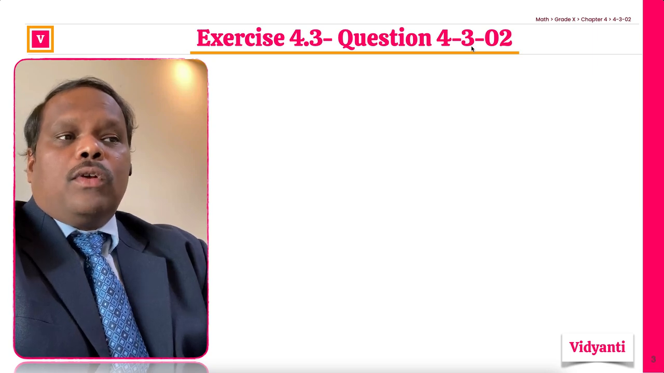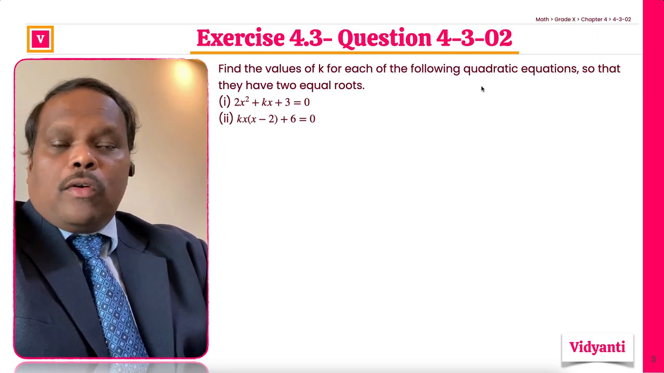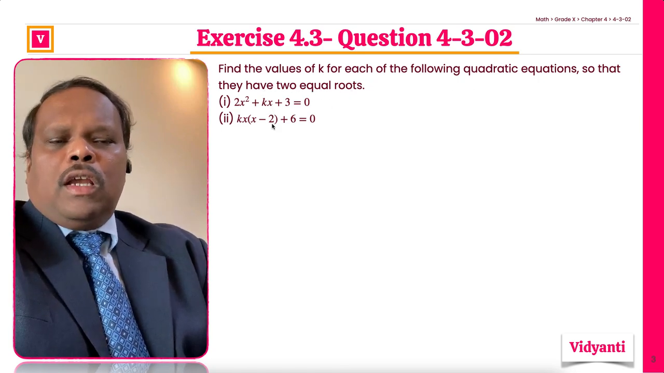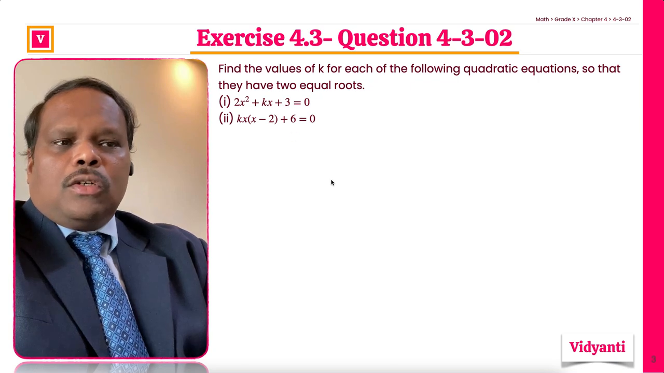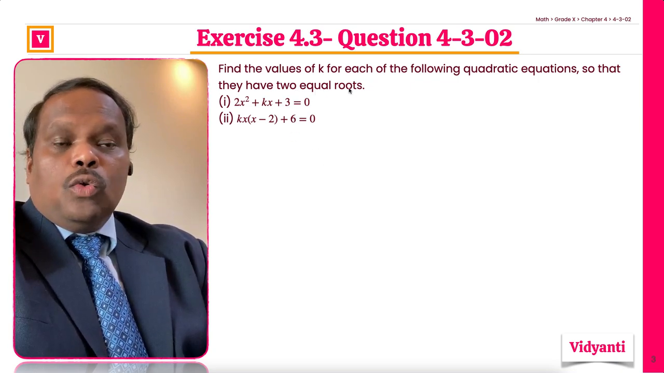Exercise question 432. Find the values of k for each of the following quadratic equations so that they have two equal roots. And then there are two sub questions. So first we have to understand when do we get two equal roots.